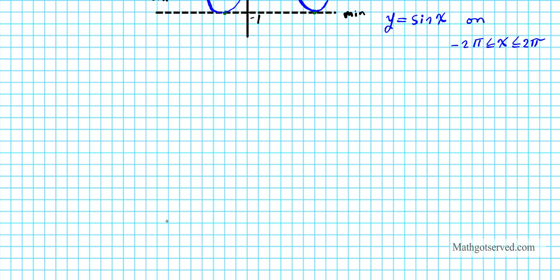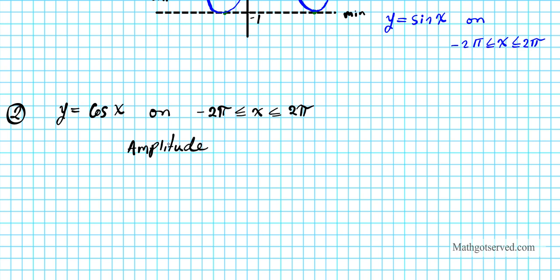On question 2, we are to graph y equals cosine x on the same interval, negative 2 pi is less than or equal to x, x is less than or equal to 2 pi. Now this is a parent cosine function also. You notice there's a 1 here and there's a 1 here. So the amplitude, max min, is 1 also, because imagine there's a 1 over here.